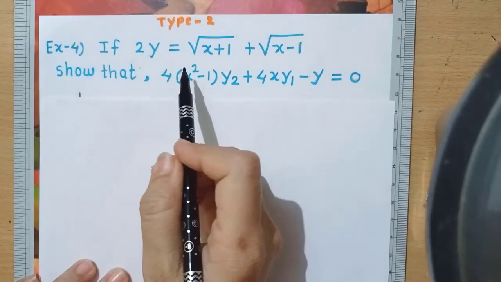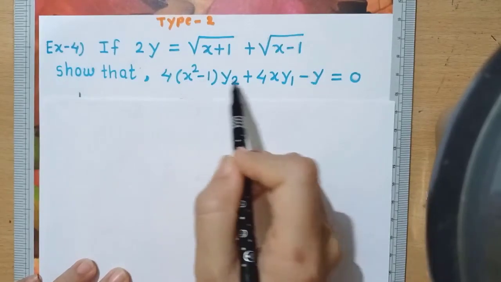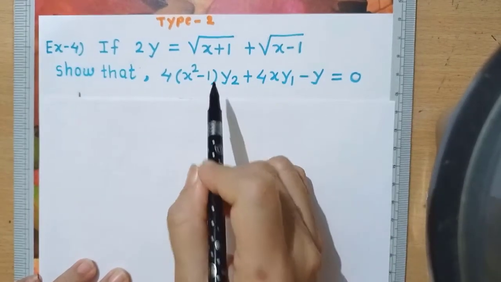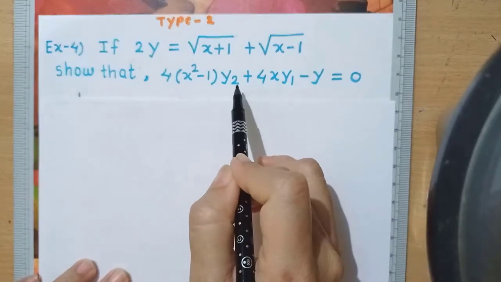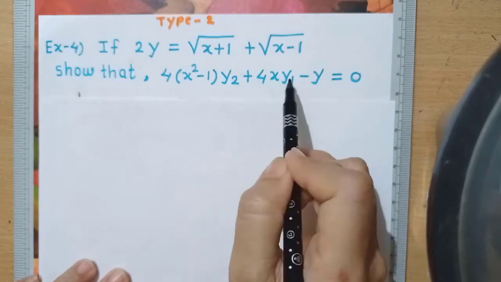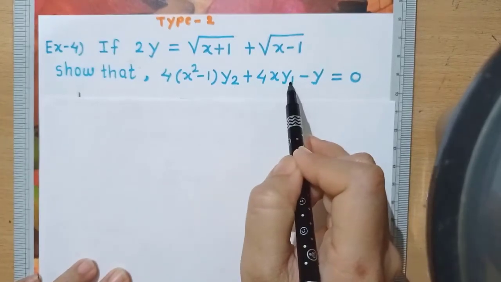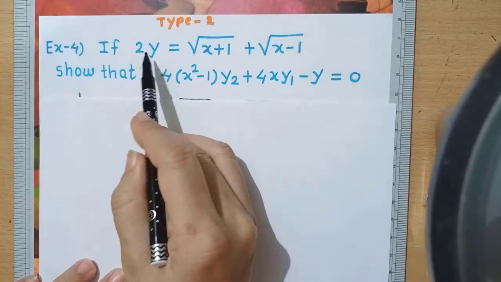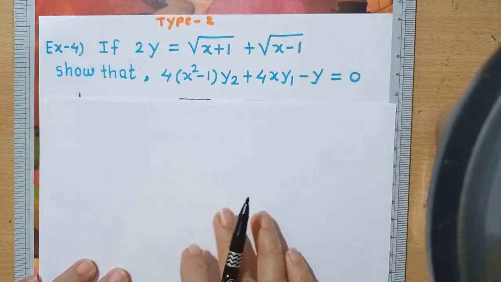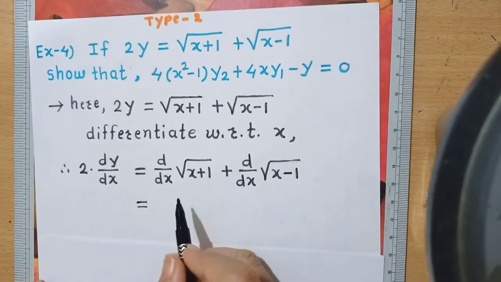Let's solve this example of the second type, and here we have to prove this. That means we have to solve this example for this. And here we can see y2, y1. y2 means d square y by dx square, y1 means dy by dx. Keep always in mind. Now since this is an implicit function, differentiate directly.